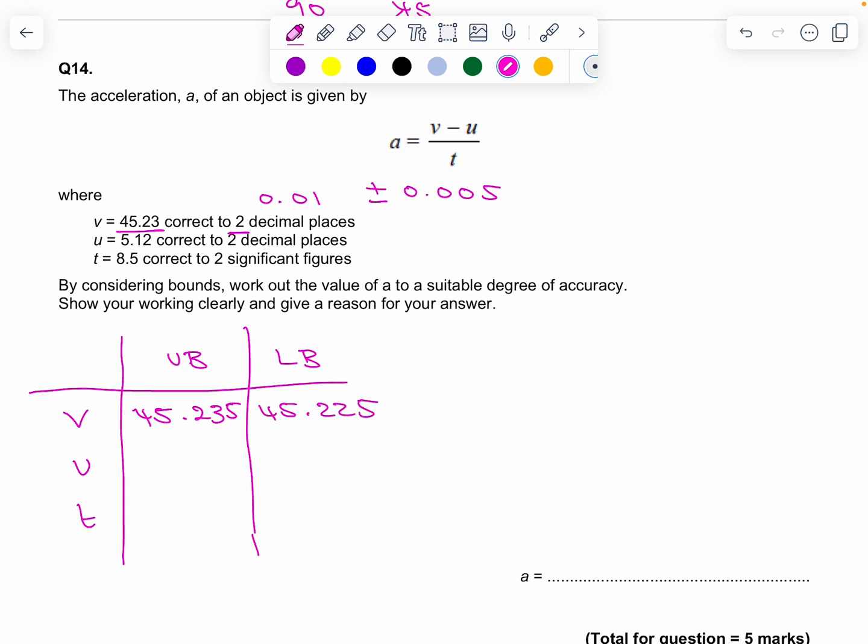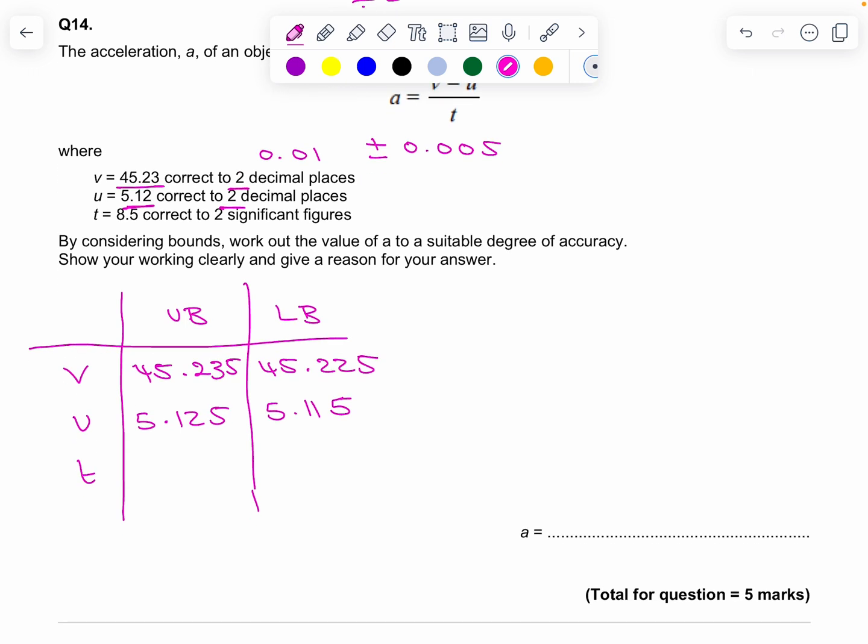The same goes for U. It's to the nearest 2 decimal places. So I'm going to add 0.005 for my upper bound. So it's 5.125. I'm going to subtract 0.005 for my lower bound, which is 5.115.